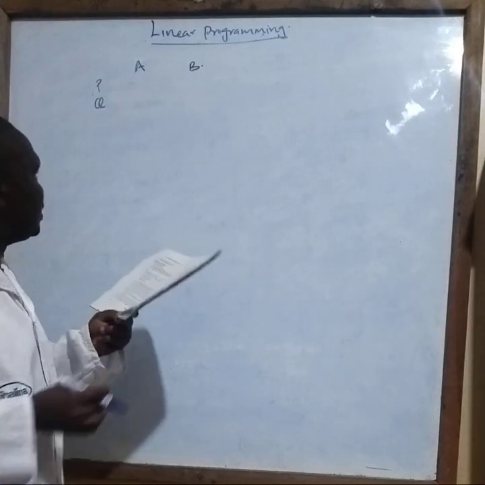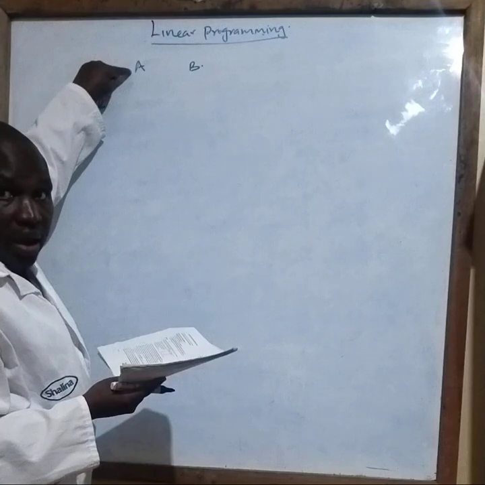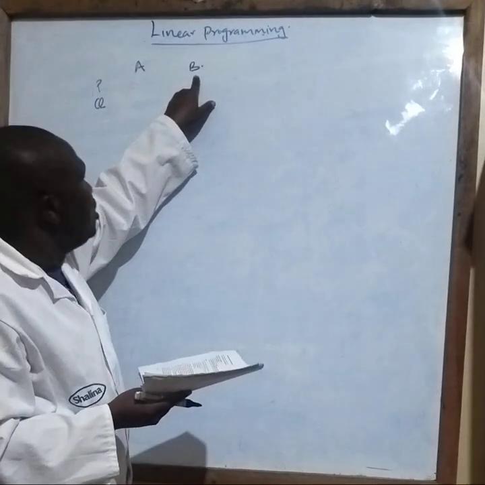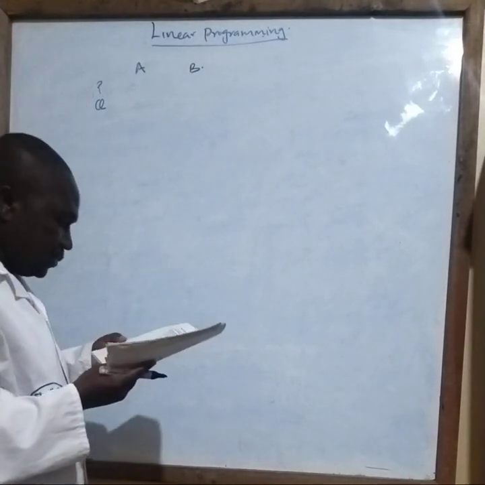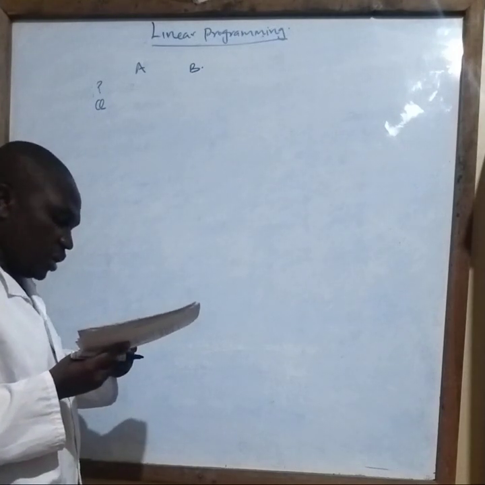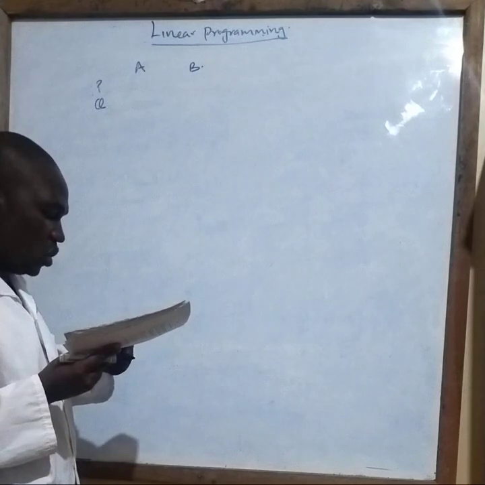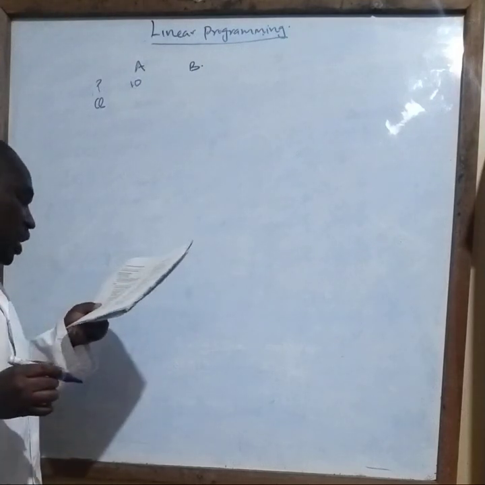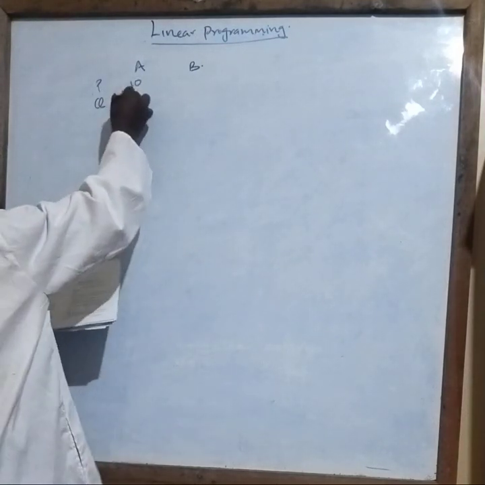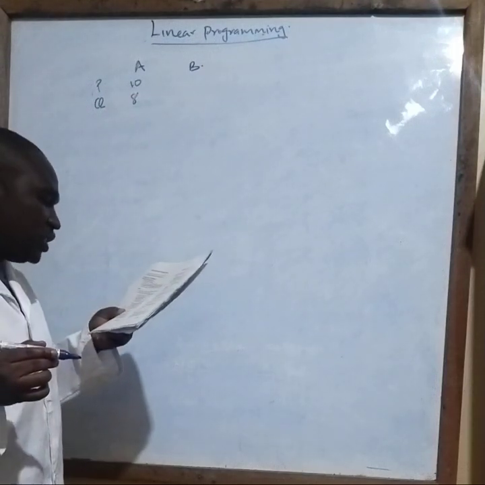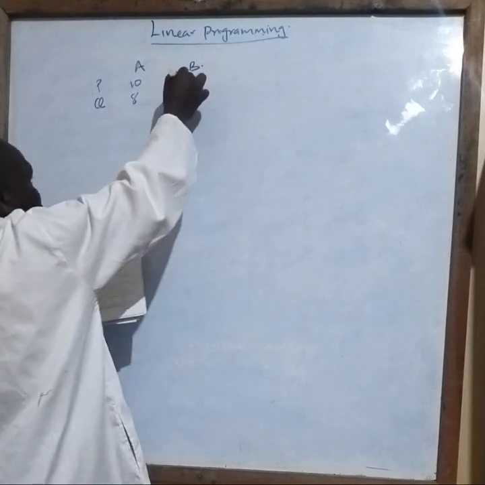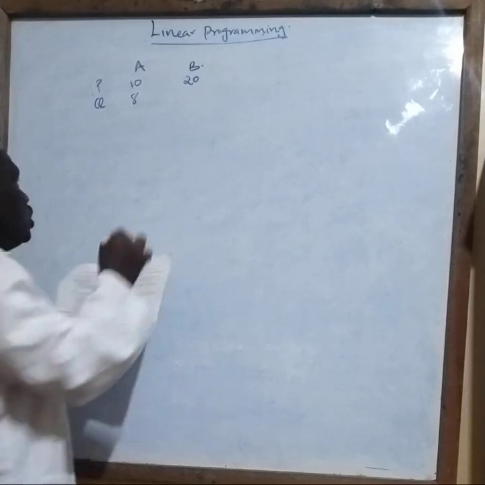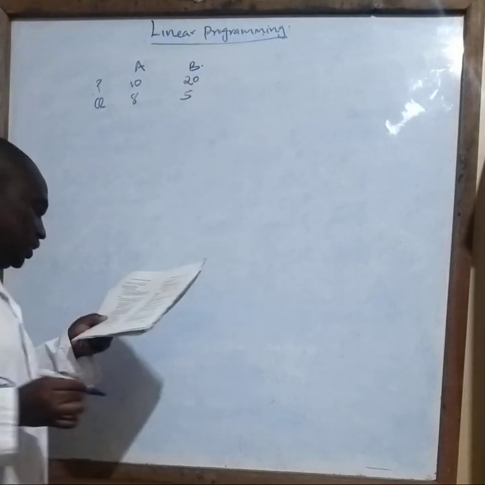You can see, for you to produce only 1 unit of A, it must go through these machines. Then for you to produce 1 unit of B, it must go through these machines. Okay. Product A requires 10 minutes on machine P and 8 minutes on machine Q. Then the other one says product B requires 20 minutes on machine P and 5 minutes on machine Q.